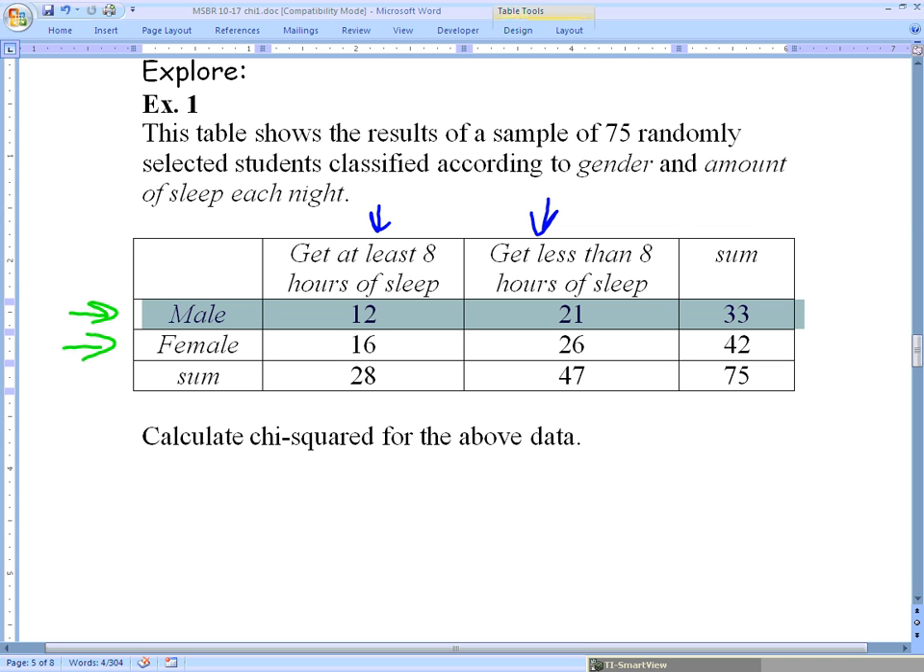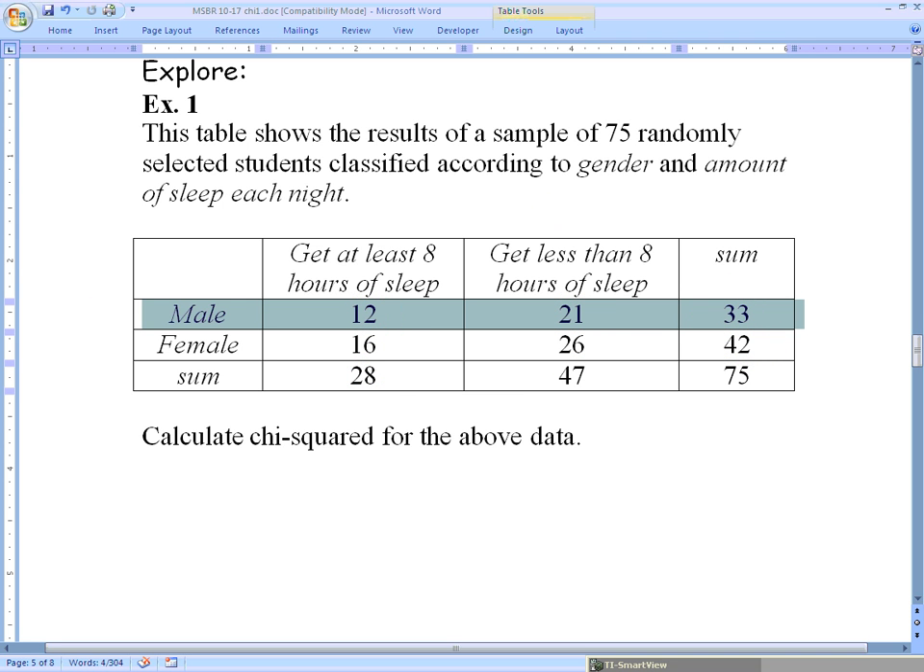Now, if we look at this, we can see that there were 12 males who got enough sleep. There were 21 that did not. And then for the females, we have 16 that got enough sleep, 26 that did not. I've already done the sums for you, but we can see where those come from. The blues add up to become the 42 here. The reds add up to become 33 here. Now, if we work down the columns, the 12 and the 16 add up to 28. The 21 and the 26 add up to be 47. And if I take these things that are circled in green and add those up, my grand total is 75, which is also the same for this sum column right here.